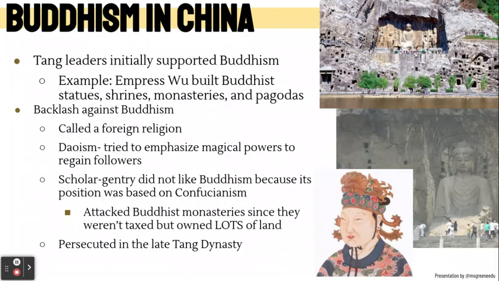Eventually, Buddhism became so popular that there was a backlash against it. Buddhism was attacked as a foreign religion. Now, is that true? Yeah, because it came from India. It was not Chinese. And so other groups within China started to attack Buddhism and said, we need to return to things that are traditionally Chinese. They tried to recruit people to their beliefs. Taoists, for example, tried to emphasize the mystical or magical powers of nature to recruit people back to Taoism. The scholar gentry, who were the bureaucrats in China, did not like Buddhism.